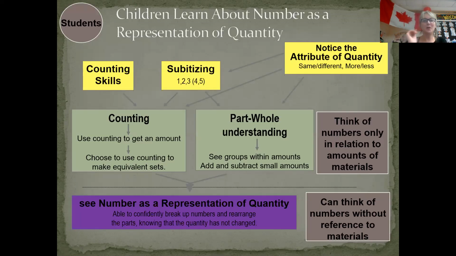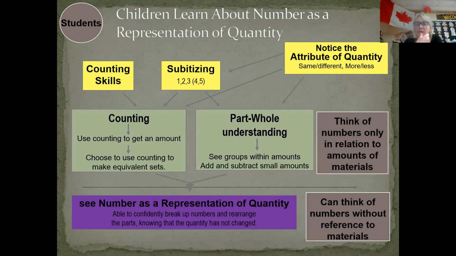Woo! It's always so fast. I always have so much to say. So again, we're just going back over this whole thing about understanding number as a representation of quantity, and how we need the counting skills, and how we need the subitizing skills, and that counting has a purpose, and then eventually it's going to make equivalent sets. Then it develops into part-whole understanding, and that we can actually see groups within amounts so that we can add and subtract small amounts, eventually larger amounts.